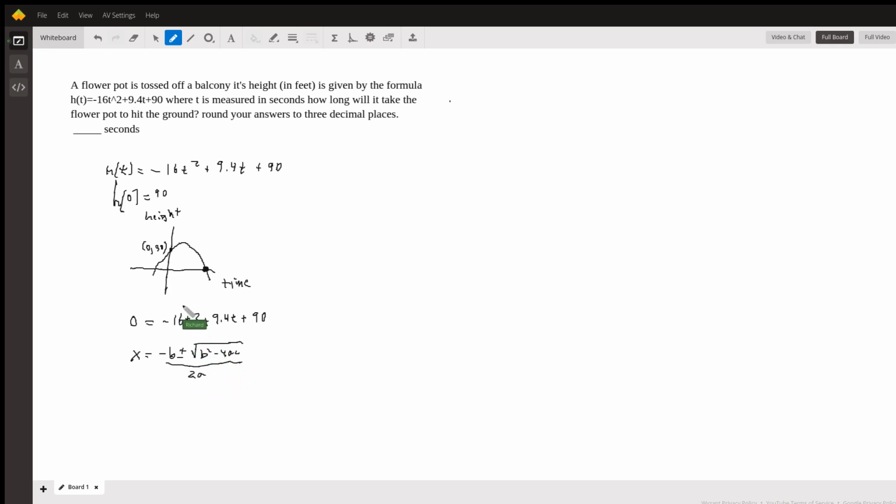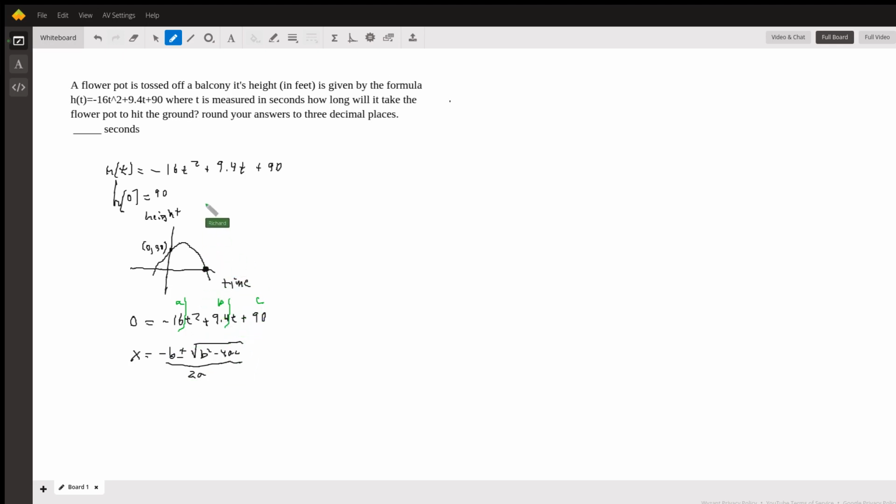And then you would just plug this in. Let me just change color. So negative 16 is a, b is 9.4, and c is 90. You plug this in, and then you'd work it through on your calculator. Definitely need a calculator. You can see that they're asking for an answer carried out to 3 decimal places. So you could just do it on your calculator using algebra here.